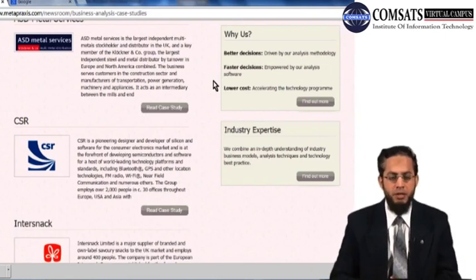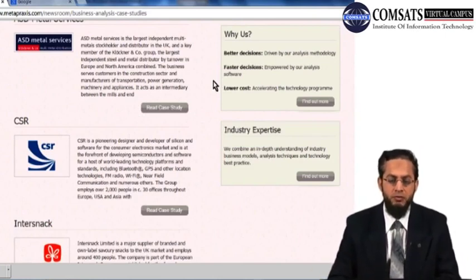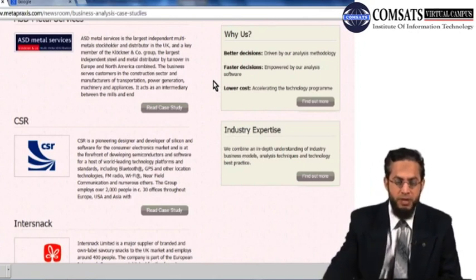CSR is a pioneering designer and developer of silicon and software for the consumer electronics market and is at the forefront of developing semiconductors and software for a host of world-leading technology platforms and standards, including Bluetooth, GPS, and other location technologies, FM radio, Wi-Fi, near-field communication, and numerous others. The group employs over 2,000 people in 30 offices throughout Europe, USA, Asia. It continues further.